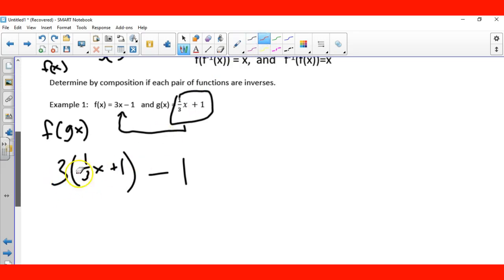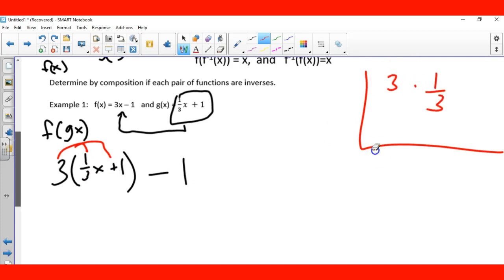Now we're going to simplify f of g of x. I'm going to distribute the 3 to the parentheses, so I have 3 times 1/3. Let me add a refresher. We're multiplying a whole number times a fraction. You multiply the whole number directly to the numerator. If you remember, the whole number is over 1. So numerator with numerator you multiply, and denominator with denominator you multiply. Not cross multiply, multiply straight across.